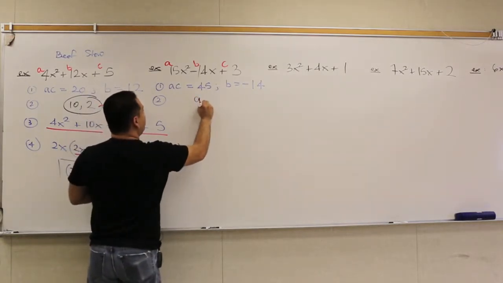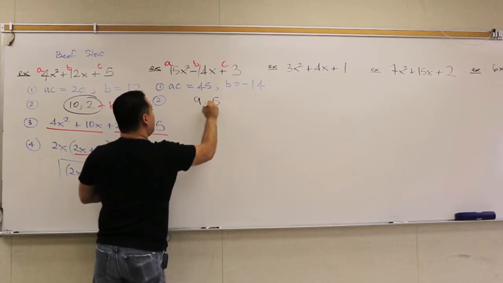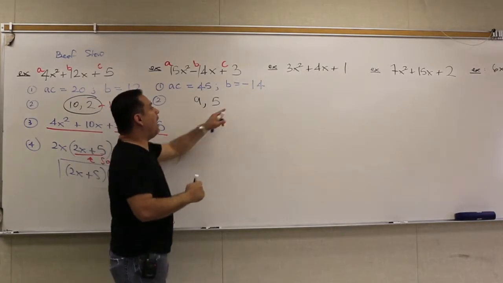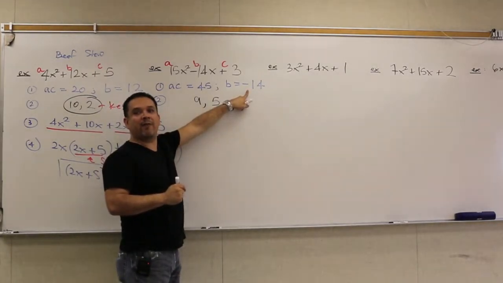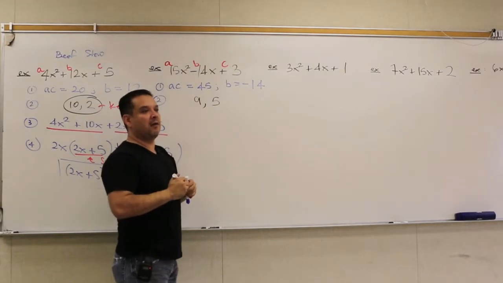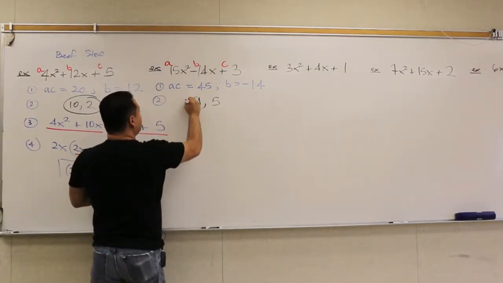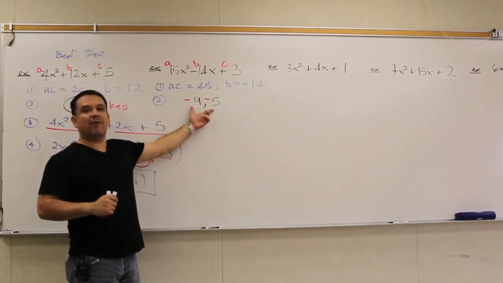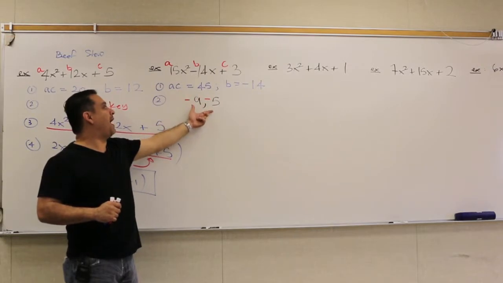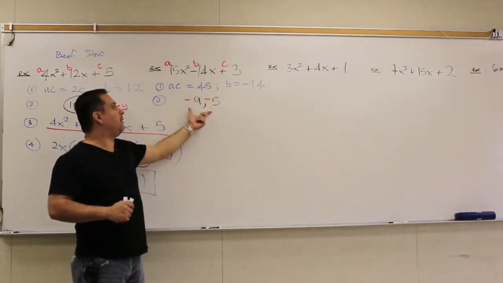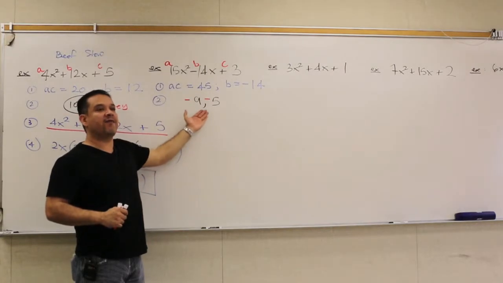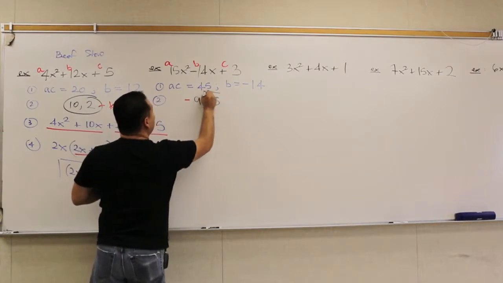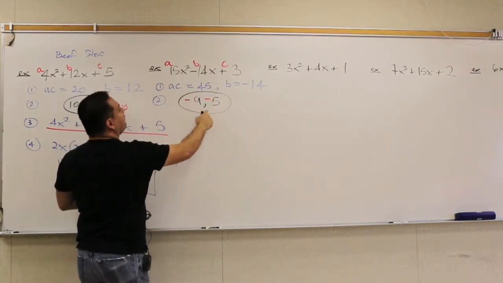But let's double check. Let's be careful, right? 9 times 5 is 45. 9 plus 5, though, is positive 14. It can't be positive 14. It has to be negative. So the only way two numbers multiplied together is positive, but when added is negative, is if they're both negative. Because a negative times a negative is positive, but a negative plus a negative is still negative. So the numbers have to be negative 9 and negative 5.